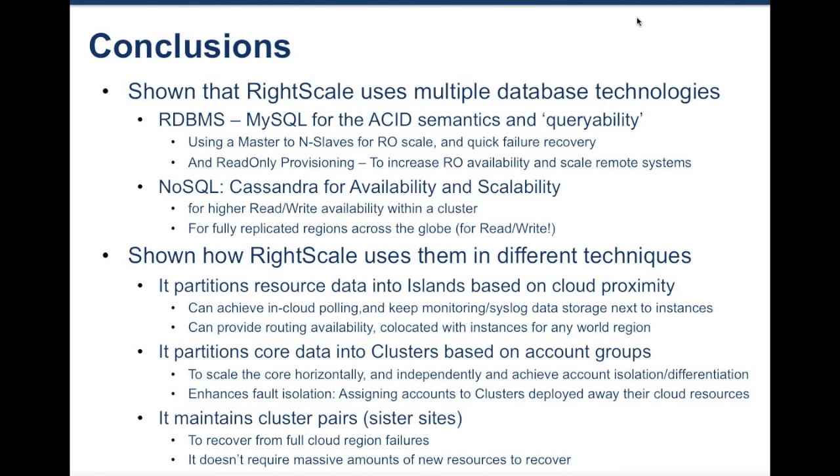In a way, what we do is that we already have the resources in different regions because we have different RightScale systems running in these different clusters. So by just replicating across the sisters, we have the data ready to be, in a way, put hot when we detect any failure. And I think those are the main lessons of this talk. I hope that you found it interesting.